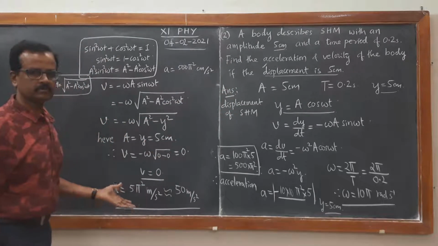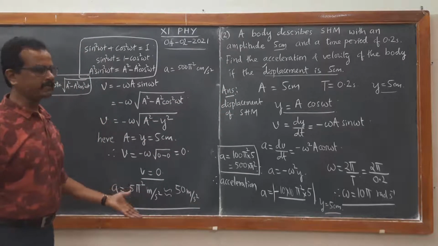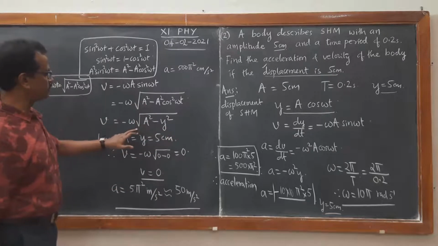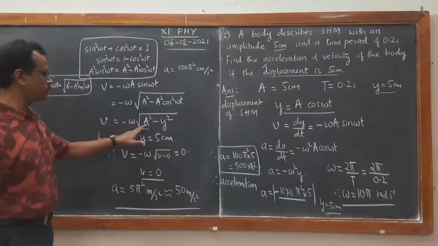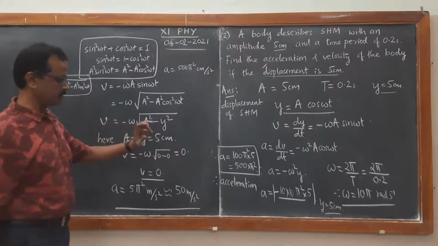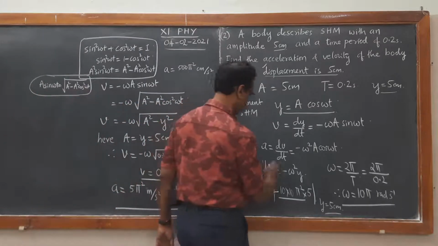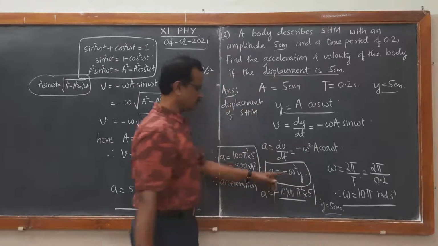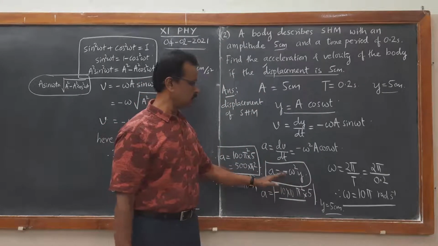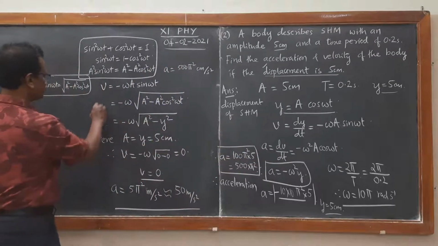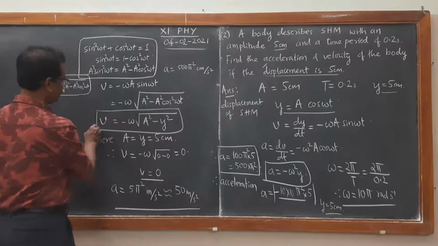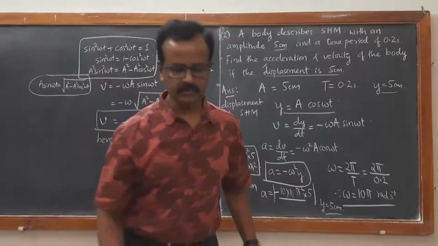Solve this problem some 2-3 times, then you will become familiar with the new equation. Velocity is equal to minus omega into square root of a square minus y square, and we already know acceleration is equal to omega square into y. So these equations are helpful in the calculation of velocity and acceleration.